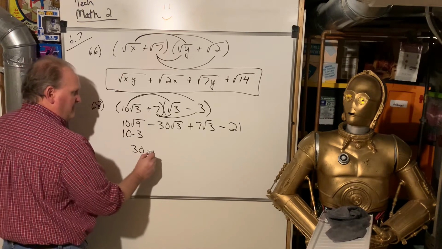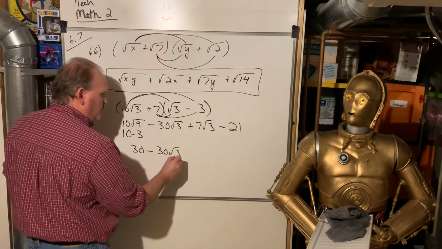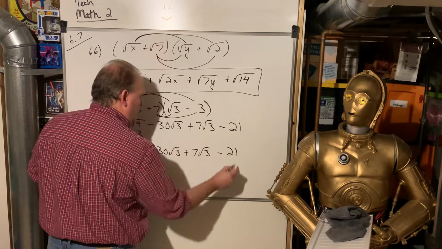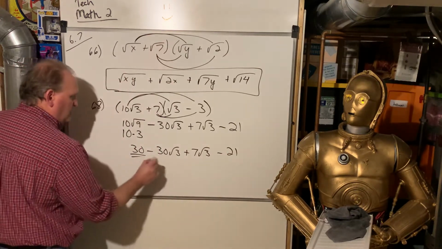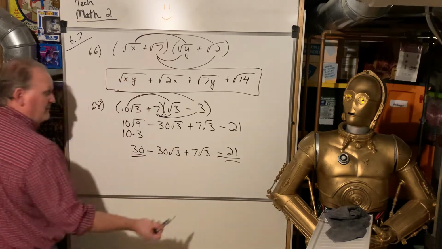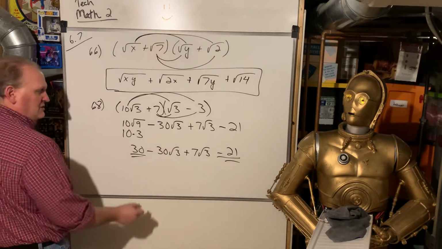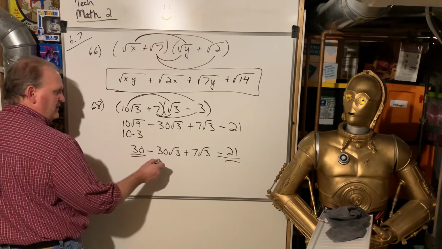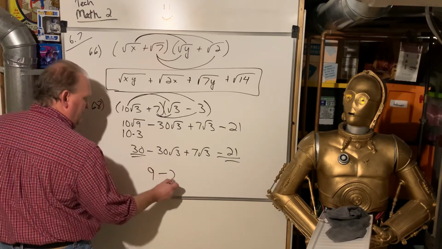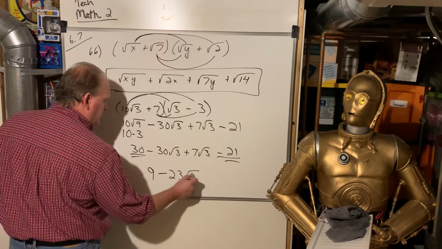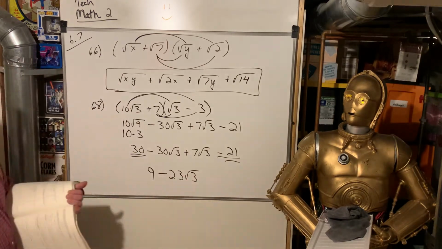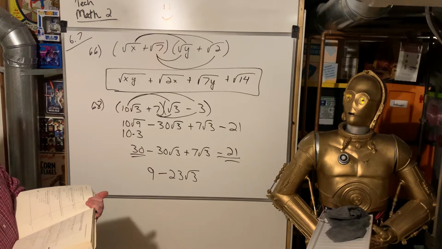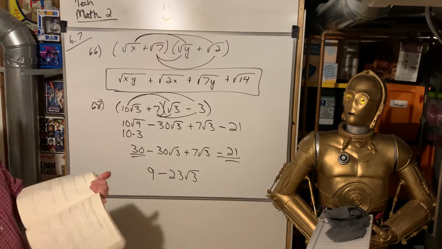So I have 30 minus 30 square roots of 3 plus 7 square roots of 3 minus 21. Now look, 30 and negative 21, we can put those two together. Those are like terms. So that's 9. And negative 30 plus 7 is negative 23 square roots of 3. So 68 was 9 minus 23 square roots of 3. But that was some work.